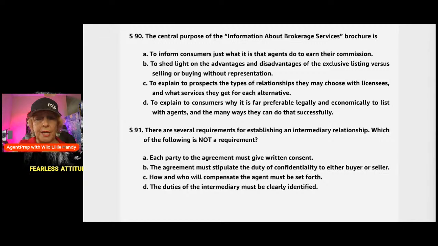So the answer here is C. Okay, no, we don't discuss earning commissions. It's to disclose information on how we do business, what we have to do, and what choices they have. Disclose, right?